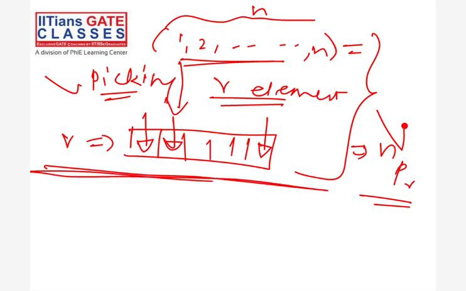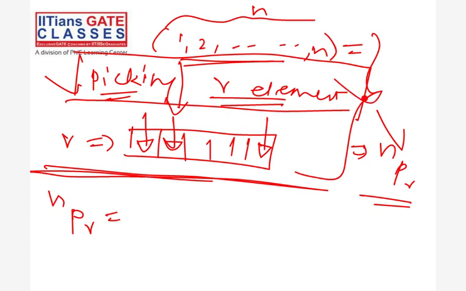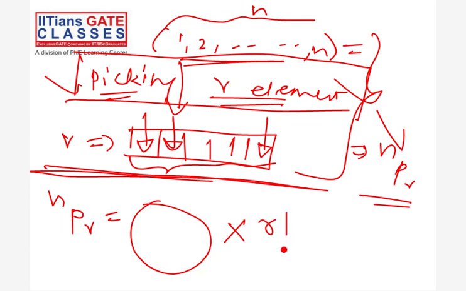Now one thing you can see is that this nPr is basically a sequence of two tasks. The first task is that you pick r elements. Let's assume that this is some formula that picks r elements. After picking r elements, we also have to arrange those r elements, and we already know how many ways there are to arrange r elements, that is r factorial. Did you understand?